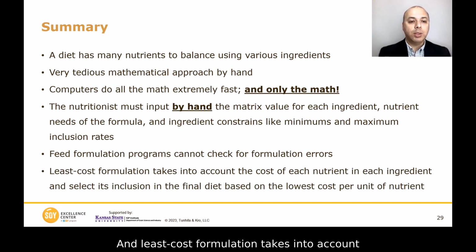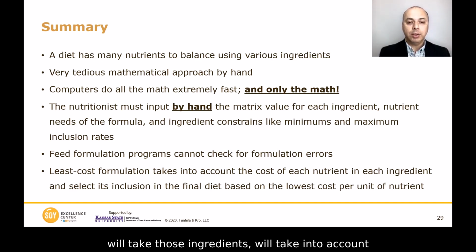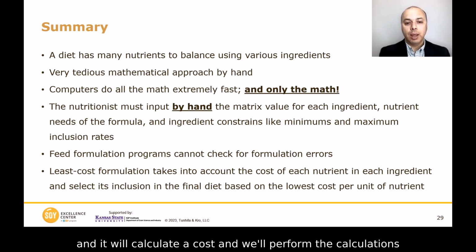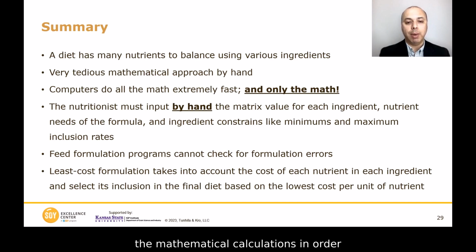And least cost formulation takes into account the cost of each of the nutrients that we're asking the program to formulate. Based on the selection of ingredients that we offer to the program, it will take into account each nutrient value in each ingredient, calculate a cost, and perform the mathematical calculations in order to give us the lowest possible cost for that feed.